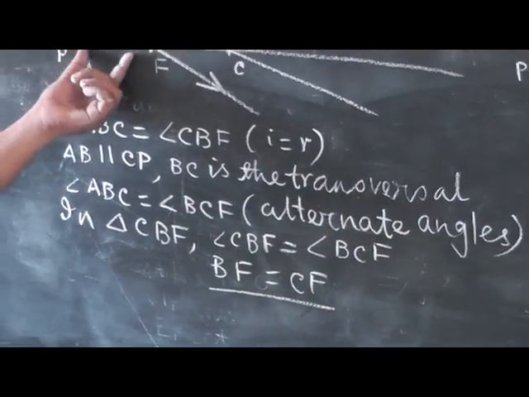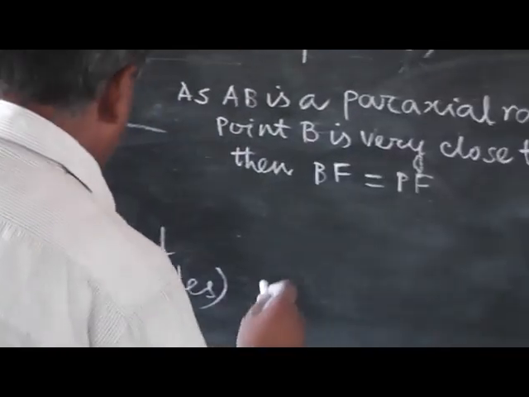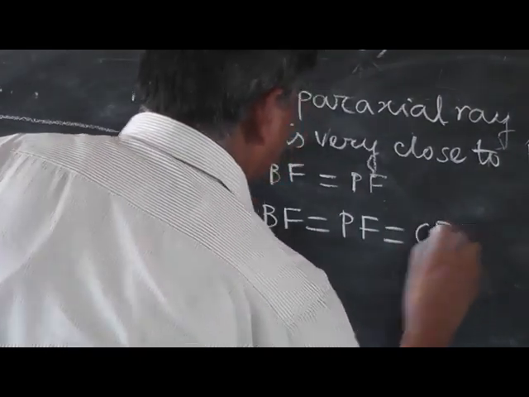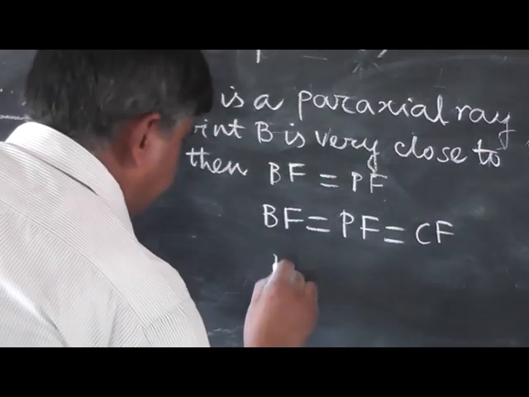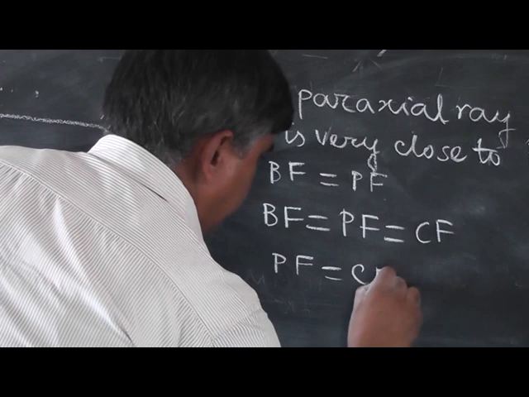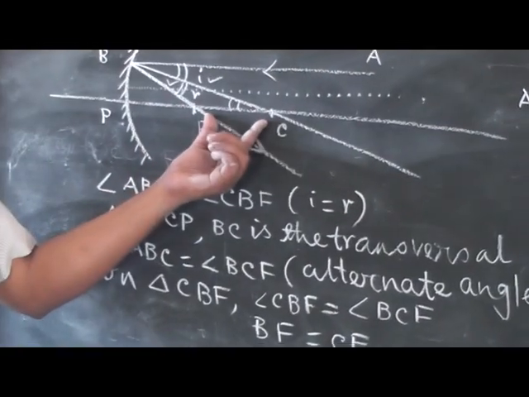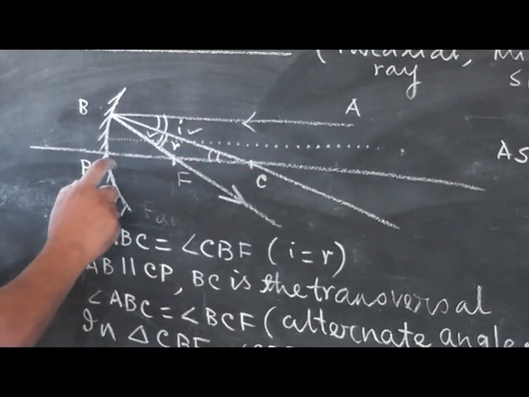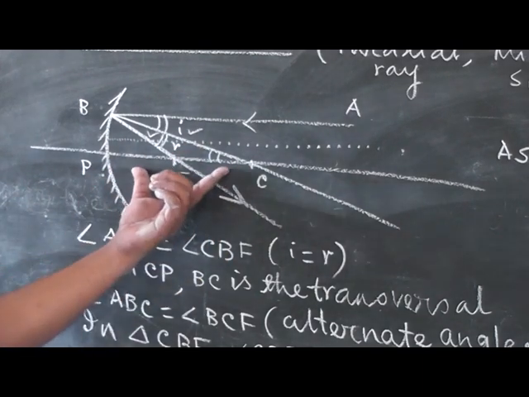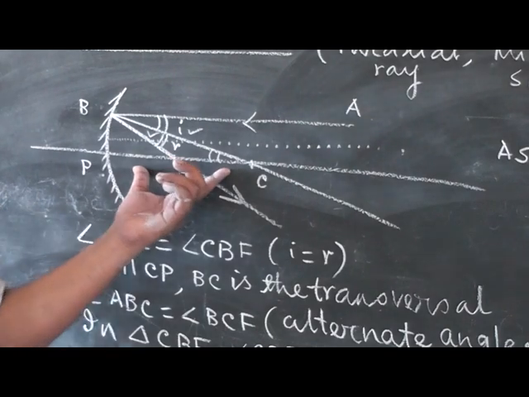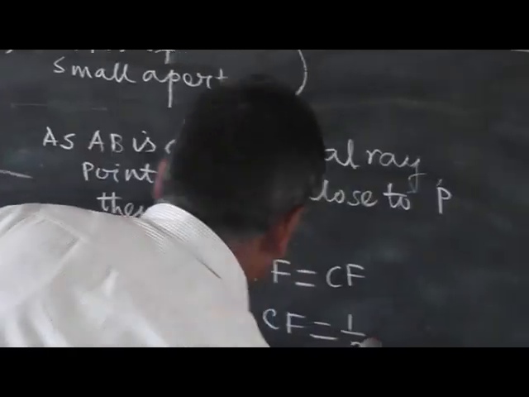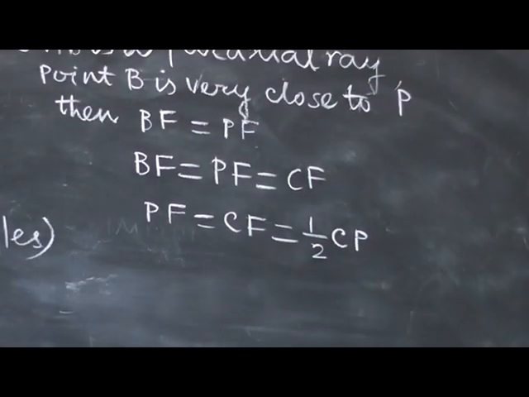So we have already obtained BF is equal to CF, and again we have PF is equal to BF. That means BF is equal to PF is equal to CF, so PF is equal to CF. And PF plus CF is nothing but CP. And CP is the radius of curvature of the mirror. That means PF is equal to half of CP. That is what we have obtained.